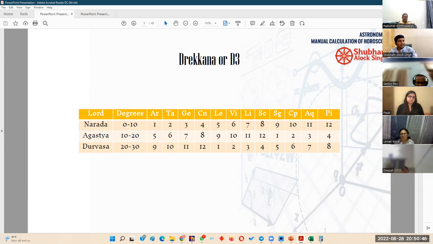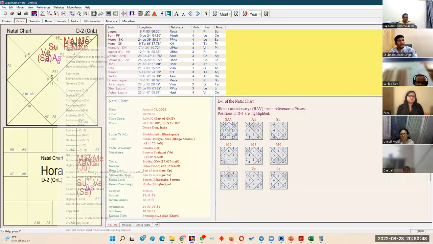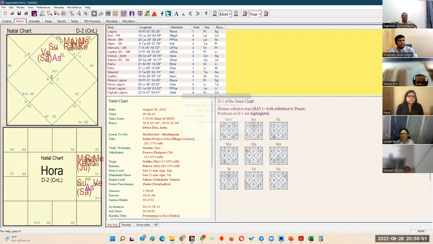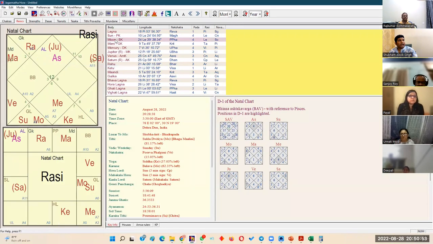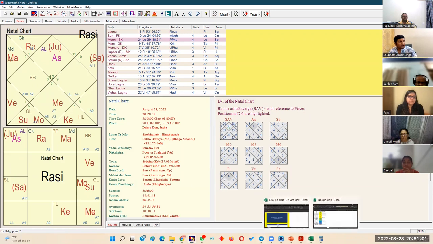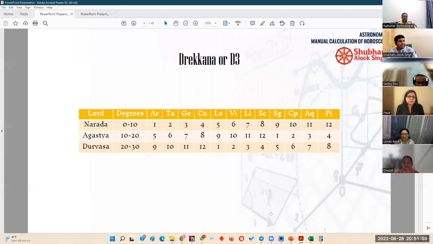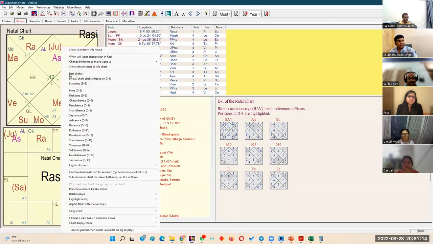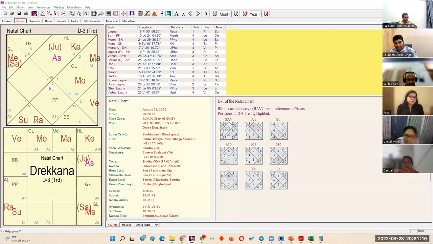So what you are going to basically do, if I have to find the Drekana of Moon in this particular horoscope, I will see Moon is at 24 degrees 39 minutes. It falls into the 20 degree to 30 degree section in the Rashi Leo. Leo Rashi 20 degree to 30 degree section comes into Aries. Moon should be in Aries D3. Check the D3 chart.